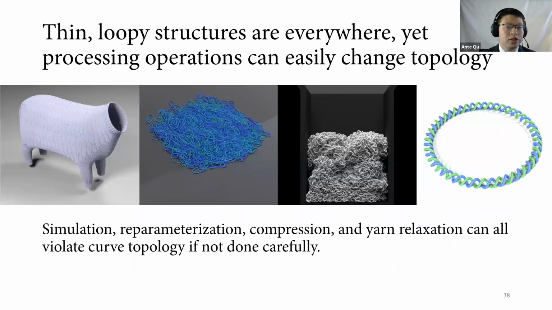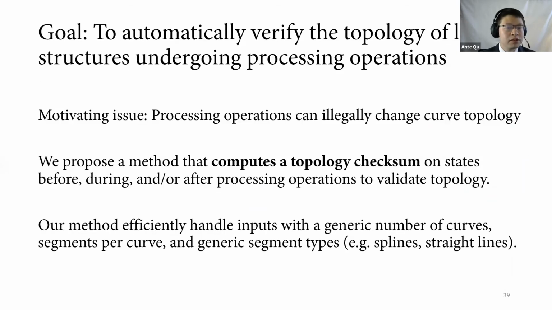And so thin loopy structures are everywhere. For example, in yarn level cloth models, rubber bands, chainmail, and DNA ribbons. Many operations, such as simulation, reparametrization, compression, and yarn relaxation, can all violate curve topology if not done carefully. Because these models are so detailed, it can be very hard to visually detect any violations. So in this work, our goal is to automatically verify the topology of these loopy structures as they undergo processing.